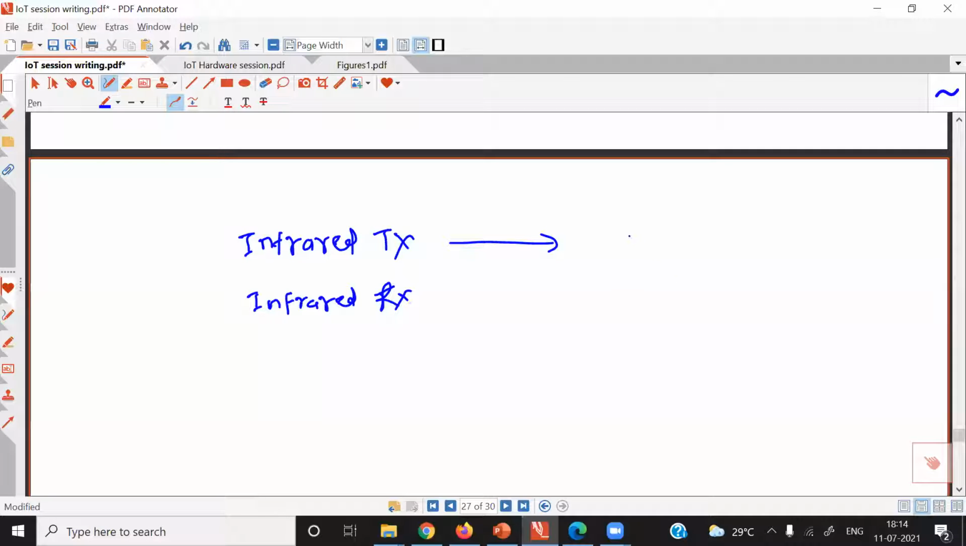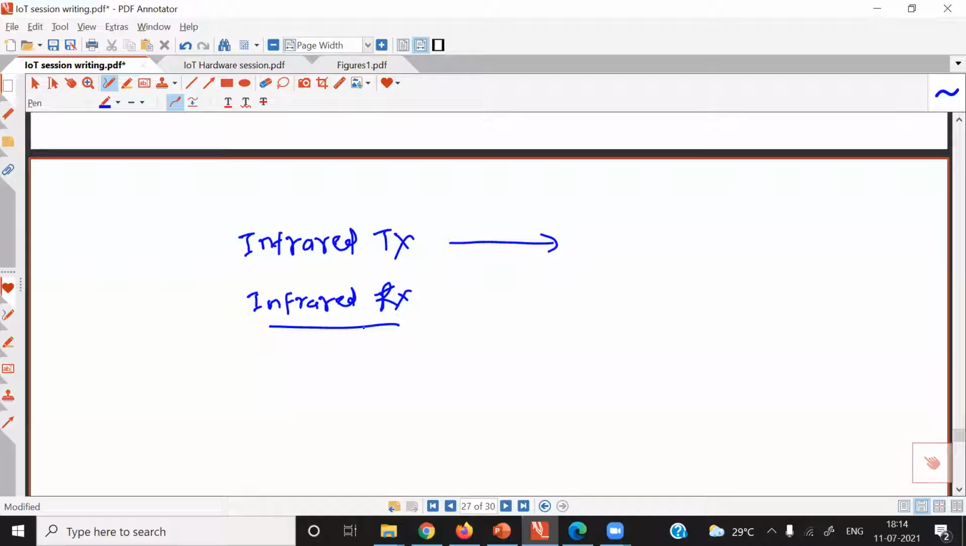Now whenever there is some kind of obstacle, for example a human being, if the human being stands in front of this transmit receive module, then the signal will get reflected from the human body and it will be received by this infrared receiver. So if the signal strength is sufficiently large, it will be detected as intrusion. So intrusion will be detected.